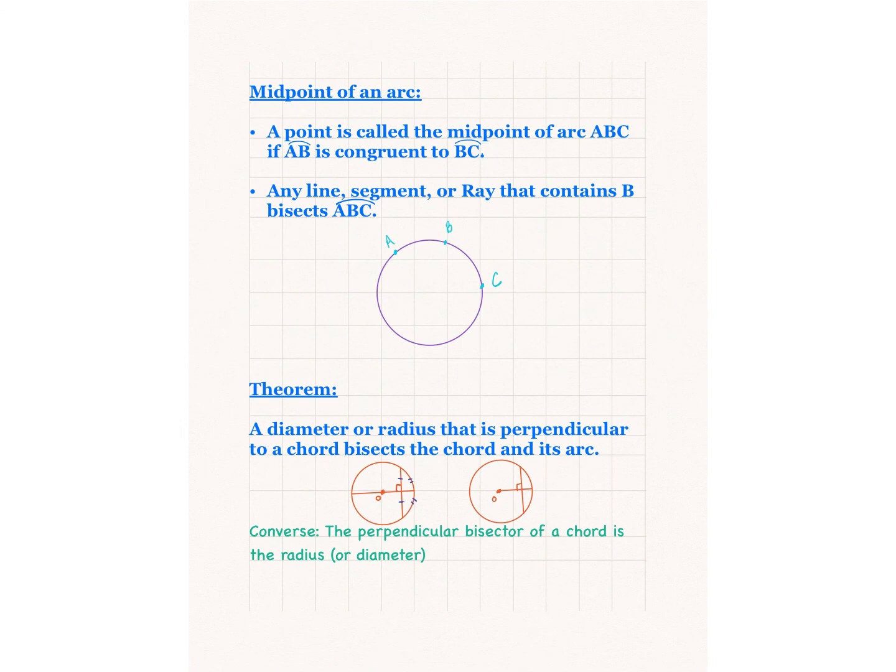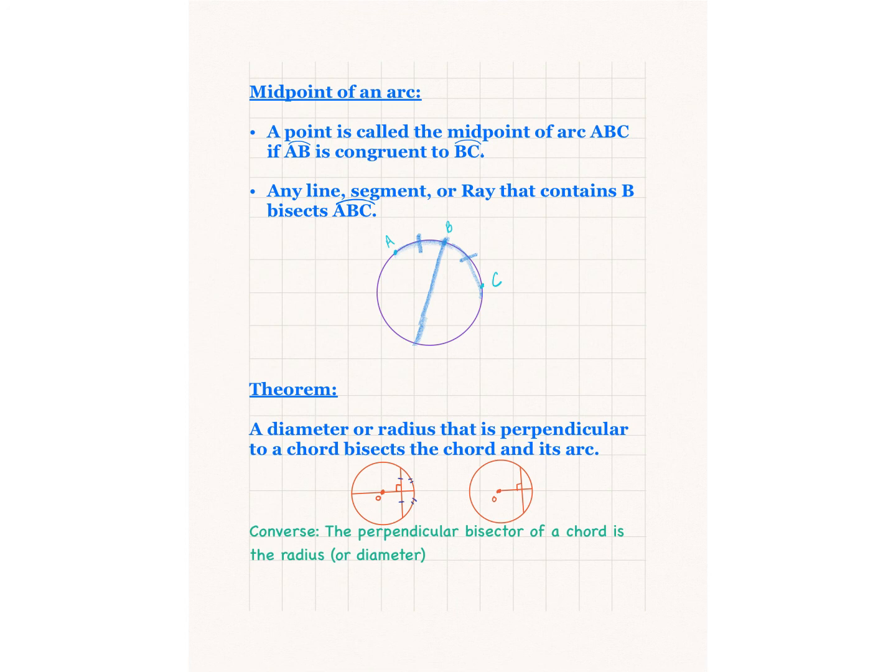Let's talk about the midpoint. The midpoint of an arc is one that cuts the arc into two congruent pieces. So for example, if we have arc ABC and you know that B is the midpoint, then that means that that arc and that arc are congruent. And any line, segment, or ray that contains B bisects the arc. So if I had a diagonal through here, I would know that that diagonal bisects arc ABC.